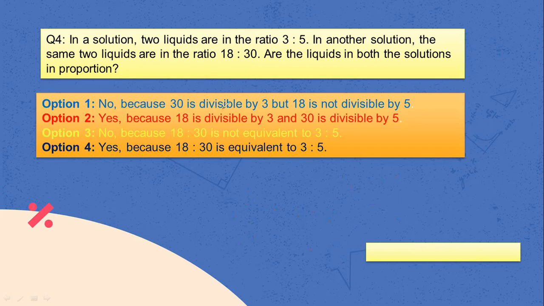Option 1, no, because 30 is divisible by 3 and 18 is not divisible by 5. This is not the right answer, because when we talk about divisibility, for 18 and 30 we will see divisibility by the same number. Option 2, yes, because 18 is divisible by 3 and 30 is divisible by 5. Again, you see they are using different numbers, so this is again wrong. No, because 18 is to 30 is not equivalent to 3 is to 5. Just now we have seen that they are equivalent, so this statement will become wrong. Yes, because 18 is to 30 is equivalent to 3 is to 5. Yes, this is the right statement which we have worked out.